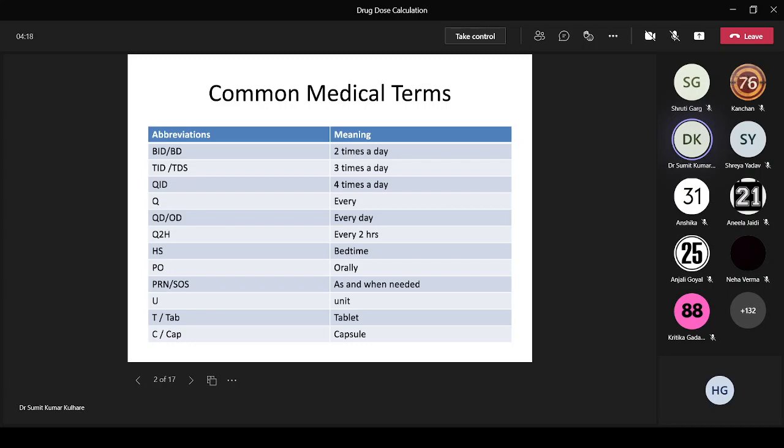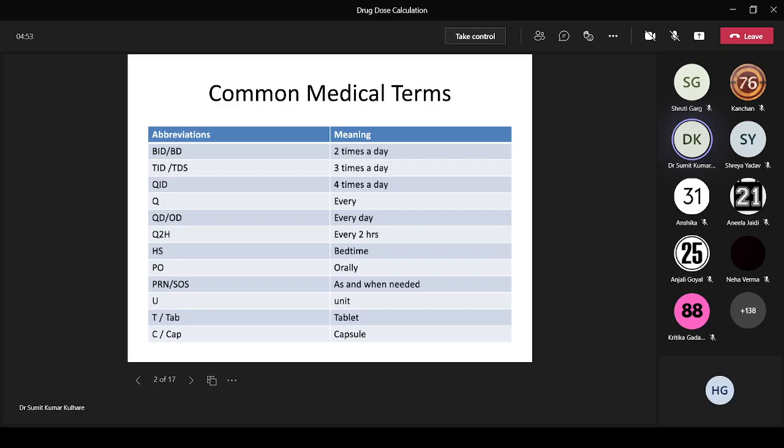Then PO stands for the drug is to be taken orally. Then PRN or SOS, again SOS is a misnomer. There is no such Latin abbreviation as SOS, but it is commonly used. The actual abbreviation for as and when needed is PRN. Both mean as and when needed. Then U is for units, or IU for international units. IM, intramuscular, IV, intravenous, SC, subcutaneous injection.